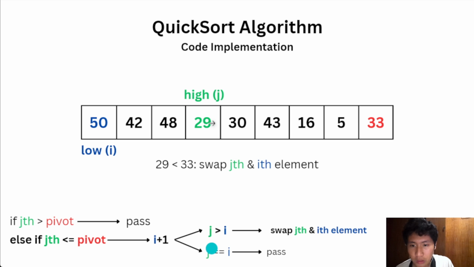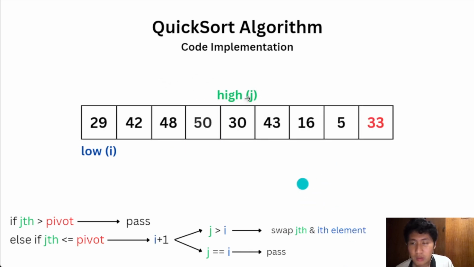So another condition is J is greater than I for counter, mentioned by Aivann Martinez earlier. Since J is greater than I in counter, we swap the J and ith element, 50 and 29. So now we can see that 50 and 29 are swapped. But moving forward to the next index here, 30, we can see that it is lower than 33. So again, we follow what is said in the else if statement.